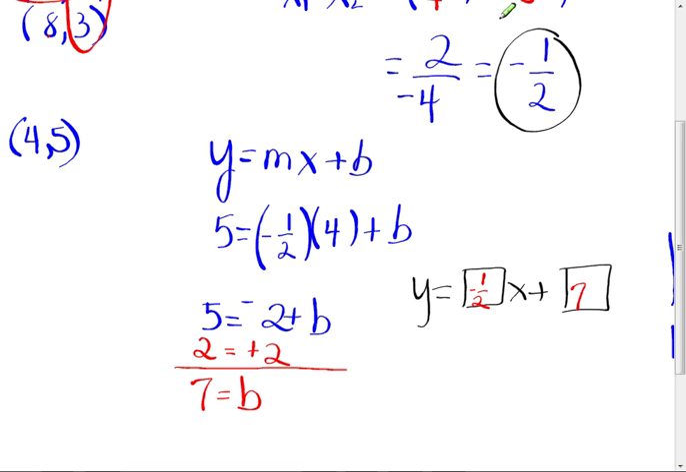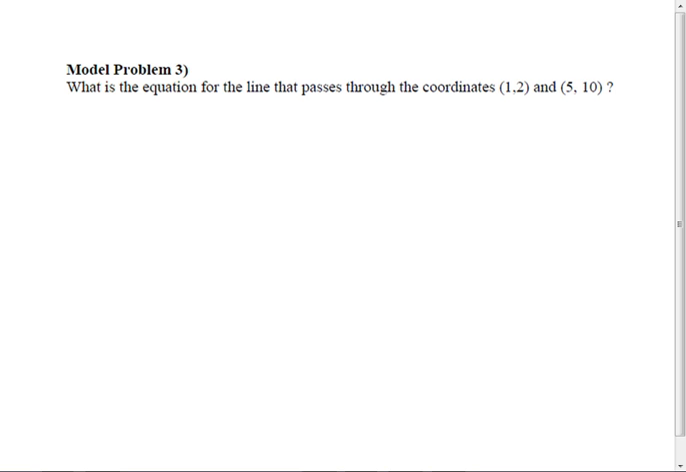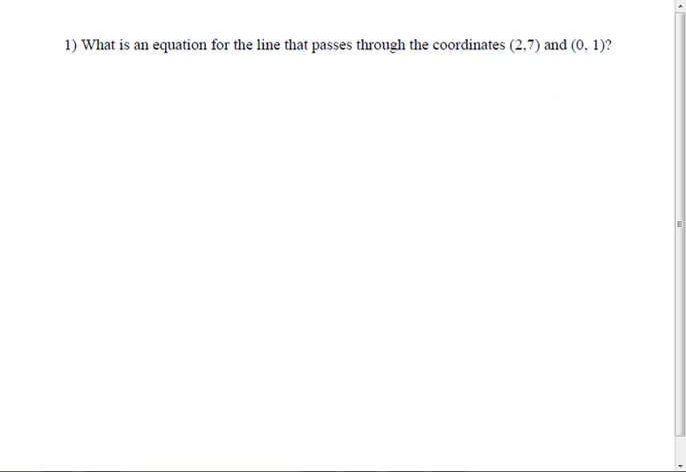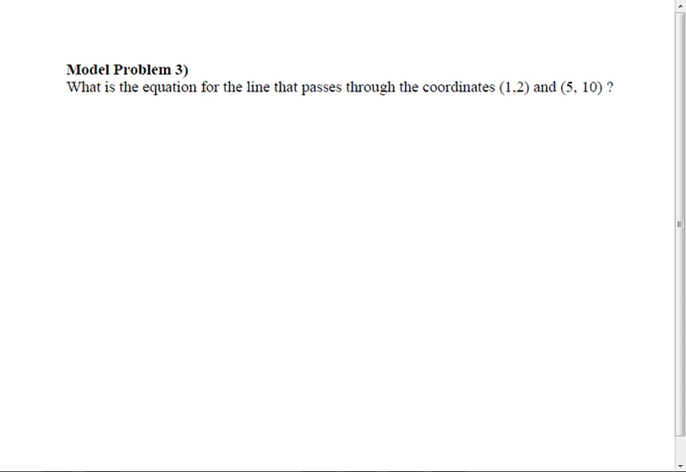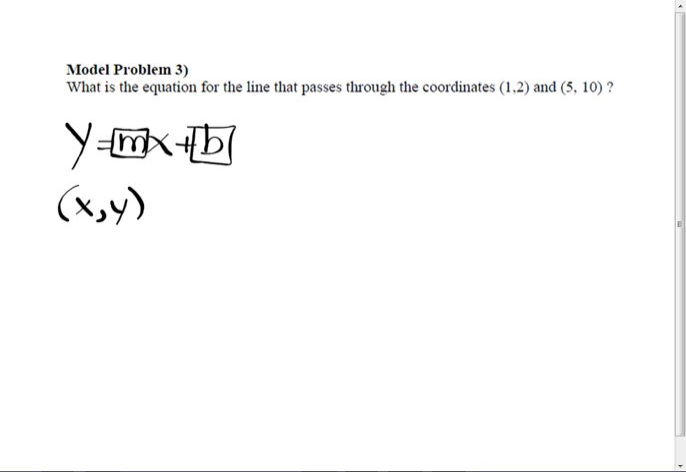So, I think there were only 2 model problems. Oh, there were 3. Should we try another one together, and then we'll work, and I think then the next one's our practice. Then we won't give you any negatives, so that's kind of nice. So what's the first thing we have to find? Remember, the equation is y equals mx plus b. So I have to find the slope and the y-intercept. The points are 1, 2. First I'm going to put my xy down. And 5, 10.